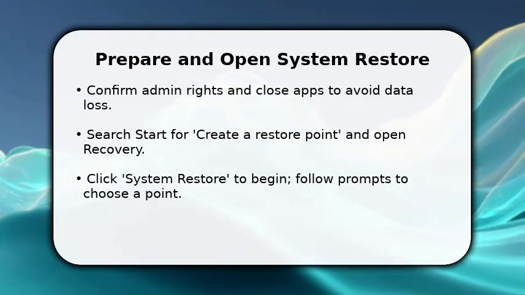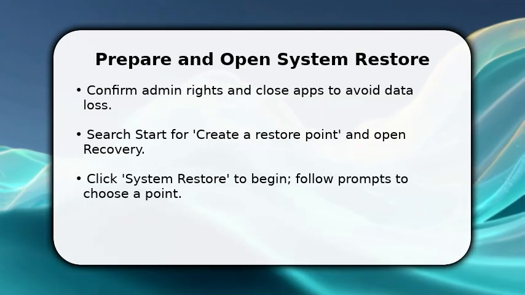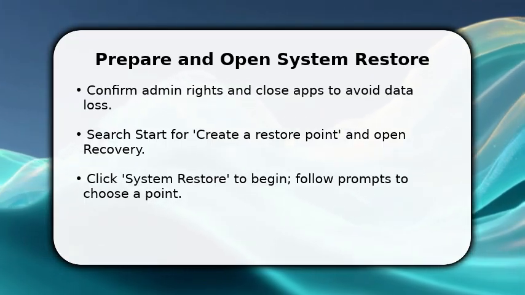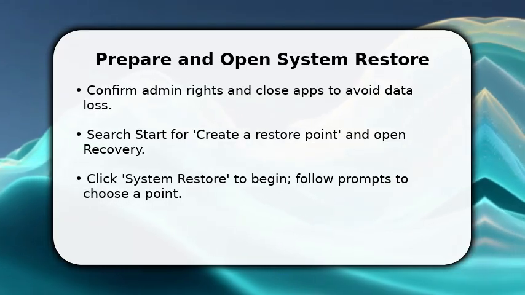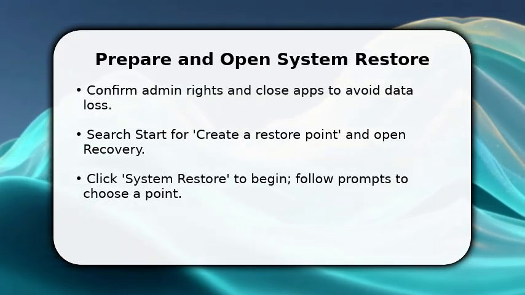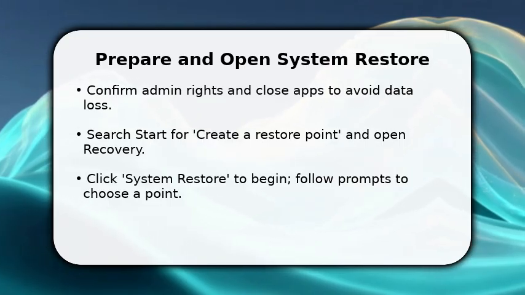You start by making sure you have admin rights and saved work. This prevents interruptions. Once done, press the Windows key, type "create a restore point," and open the System Properties dialog. From there, choose System Restore to launch the wizard.